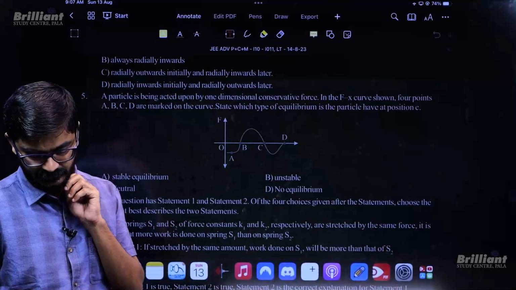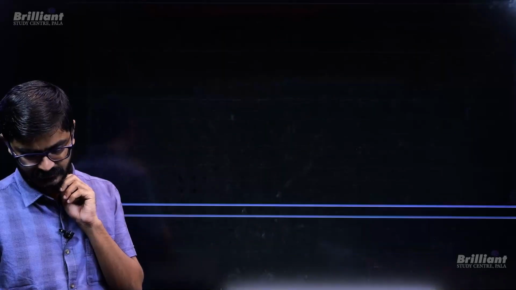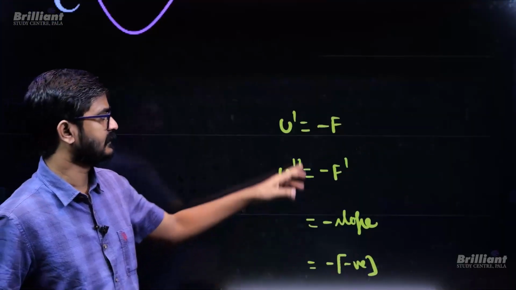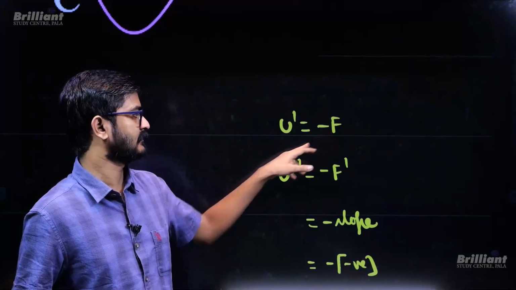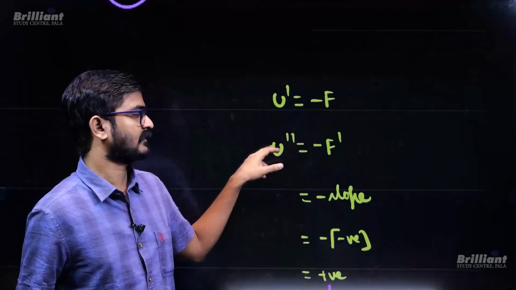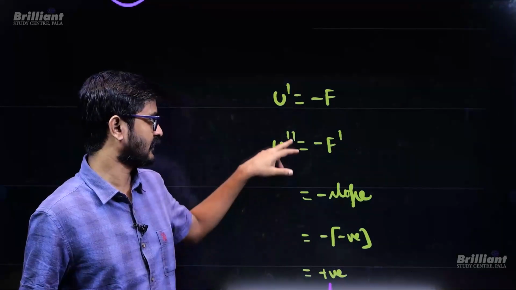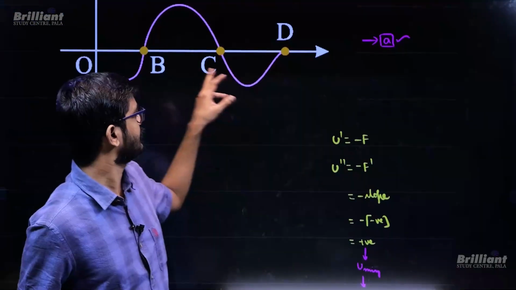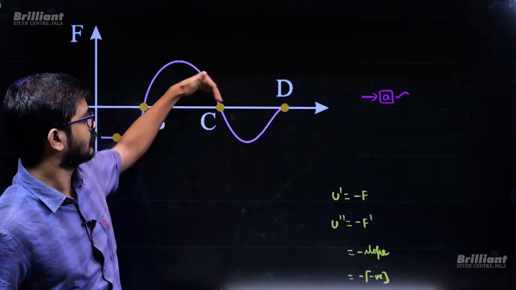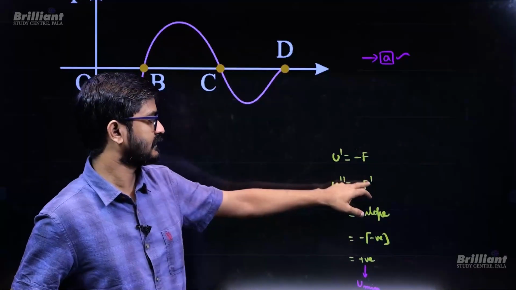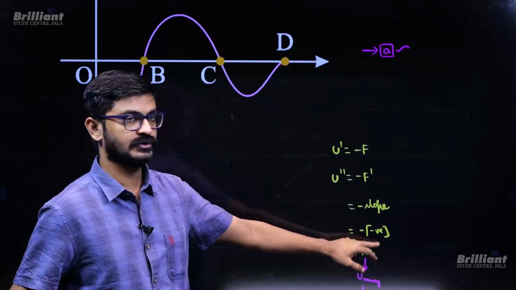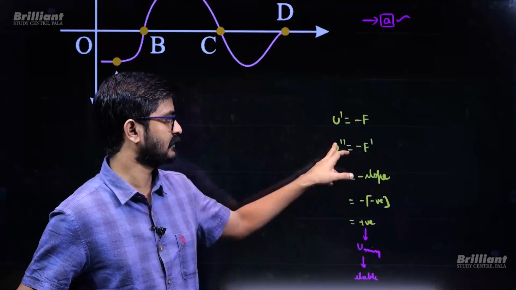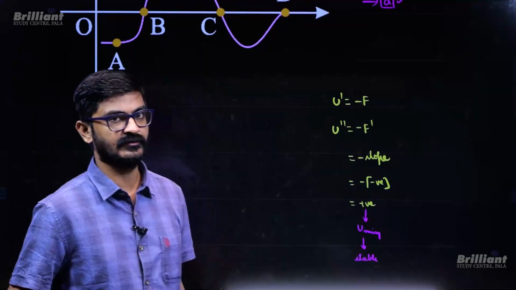Position C is in which kind of equilibrium they are talking about. So generally, F is given by minus dU by dr, or U dash is minus F, U double dash is minus F dash. So for potential energy to be minimum, U double dash here is negative of F dash, which is the slope of the Fx curve. So slope here is negative. If slope here is negative, then this total value is going to become positive. So if U dash is 0 and U double dash is positive, then U is minimum, right? So it is going to be stable equilibrium.